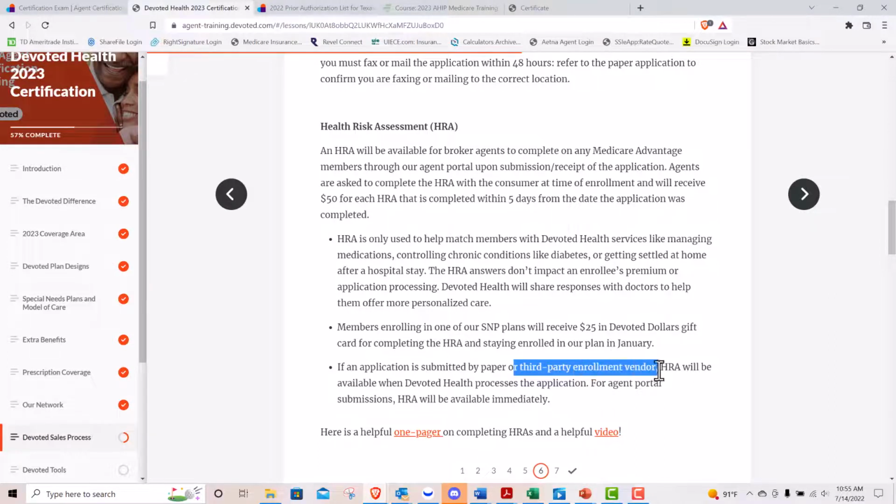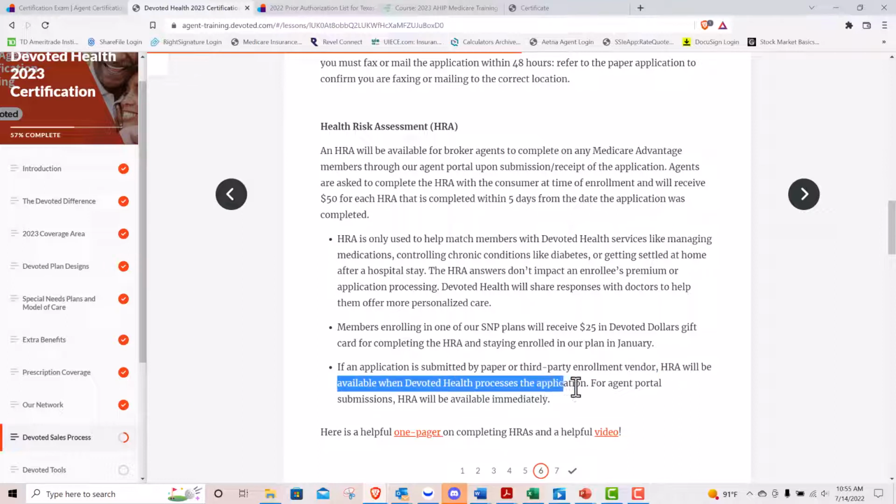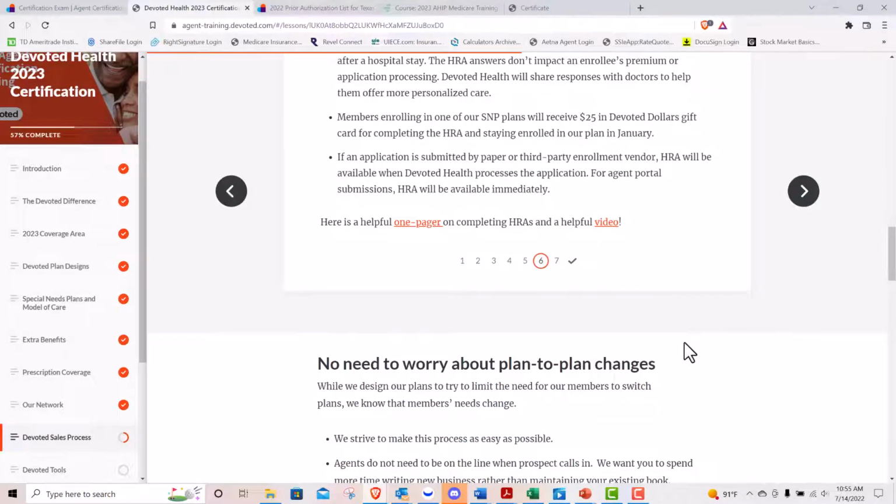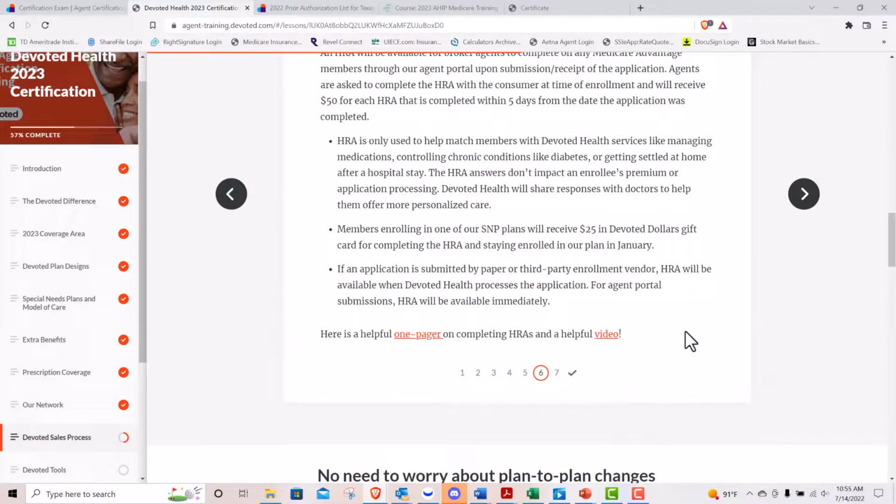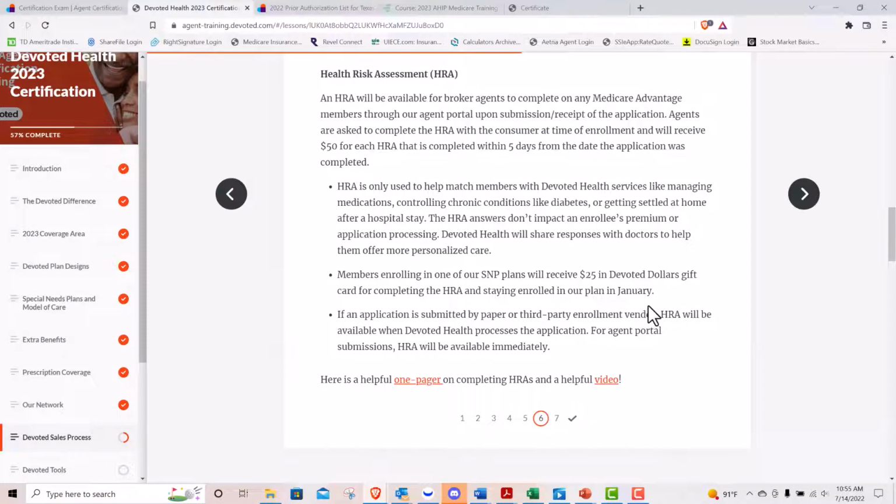Third-party enrollment vendors, that's Medicare Center. The HRA will be available when Devoted Health processes the applications. You might have to wait, which, if that's the case, and you are comfortable using the Devoted tool, which we will go over later once I get access, because right now I don't have access, I would suggest if you want to do the HRAs, you use the Devoted Health enrollment tool so that you can have instant access. So during your enrollment with the client, you're able to complete the HRA with them right there.